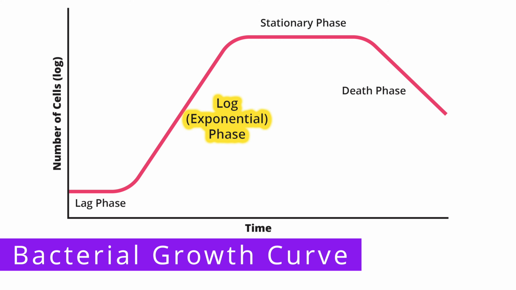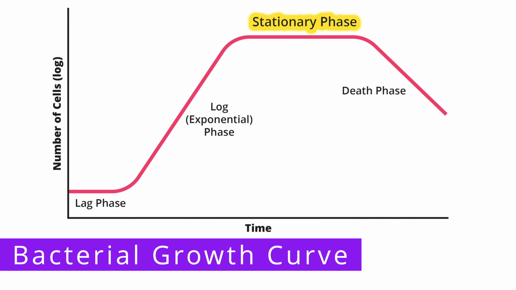So the number of new cells greatly exceeds the number of dying cells in the culture. After a while, however, waste products start to build up in the culture and nutrients start getting depleted. This in turn causes the growth rate to stall. So during the stationary phase, the number of new cells approximately equals the number of dying cells.